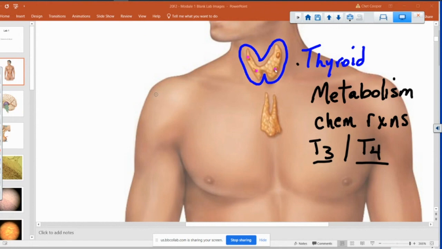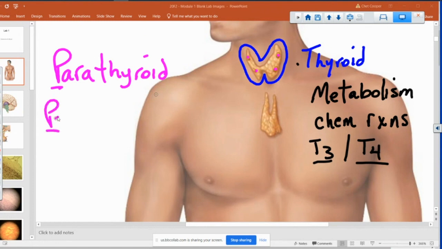Anybody know what those little ones are called? Those are the parathyroid glands. Para means surrounding. They're not inside the thyroid, they're outside. And here's the crazy thing. The picture is lying to you. Yeah, it is.